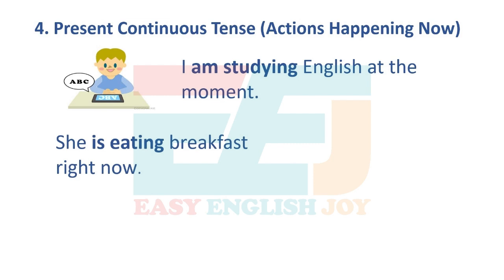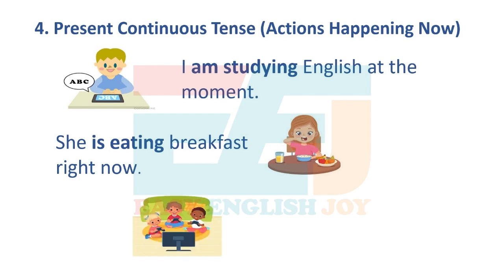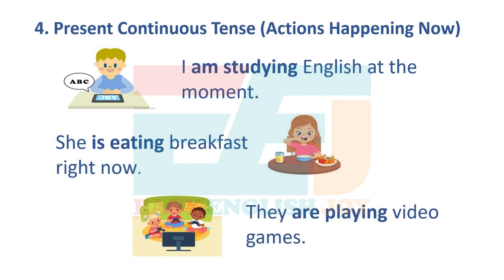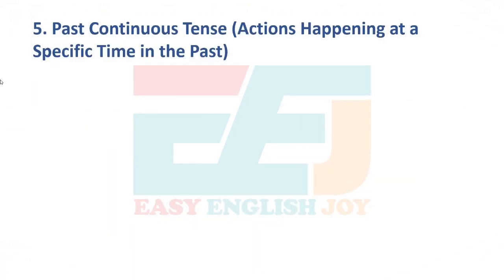She is eating breakfast right now. They are playing video games. Number 5, past continuous tense, actions happening at a specific time in the past.